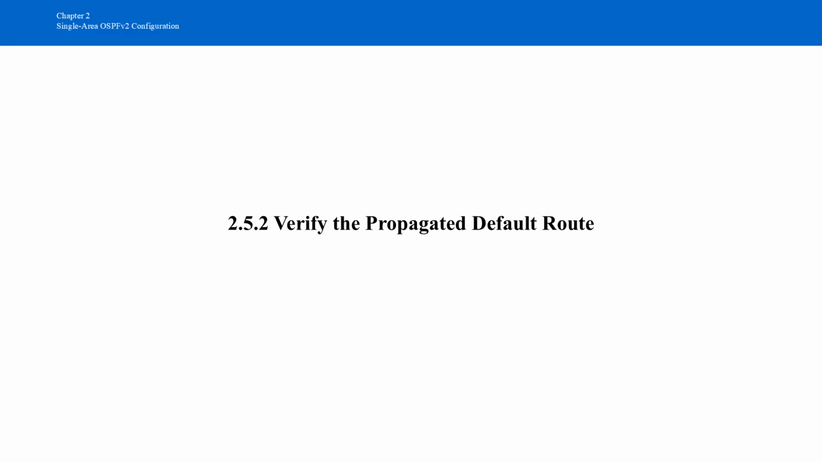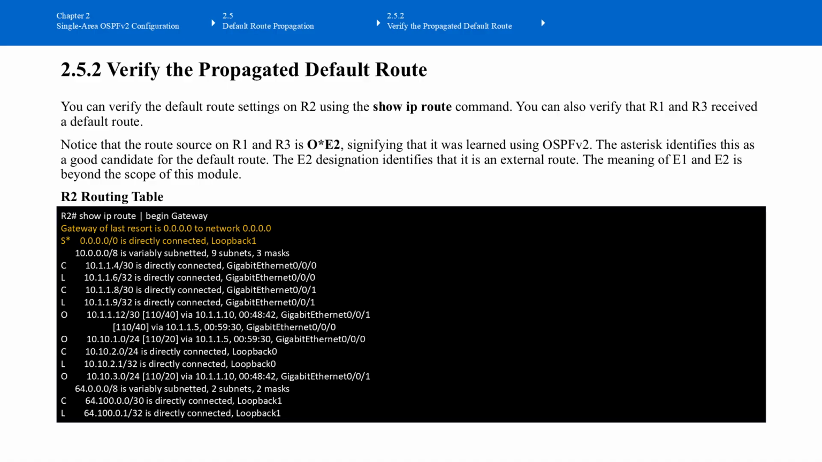2.5.2 Verify the propagated default route. Now we can verify the default route using the show ip route command. On R2, notice the gateway of last resort is 0.0.0.0 to network 0.0.0.0. The S* 0.0.0.0/0 is directly connected, loopback 1. The S* tells us two things. S means that it's a static route. The asterisk means a candidate default route. So R2 has a default static route pointing towards the simulated Internet connection.